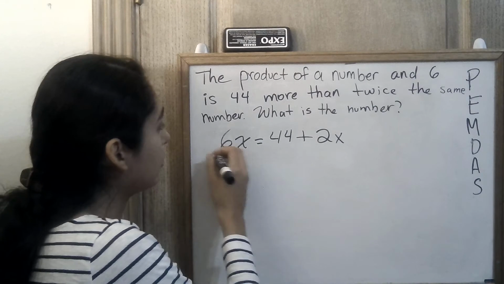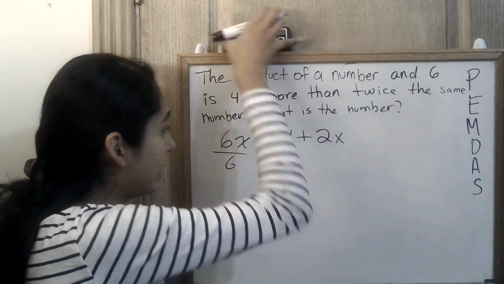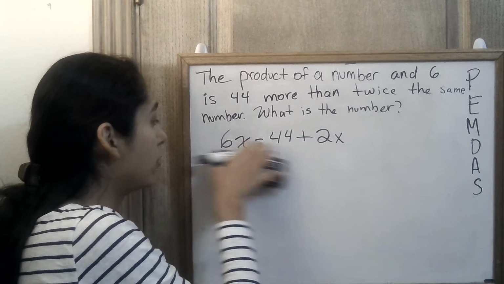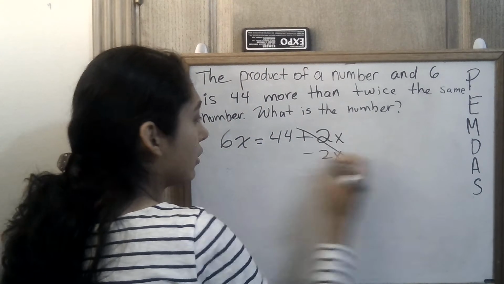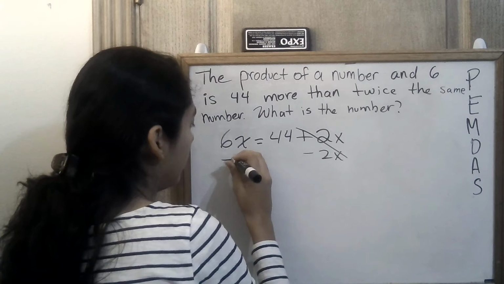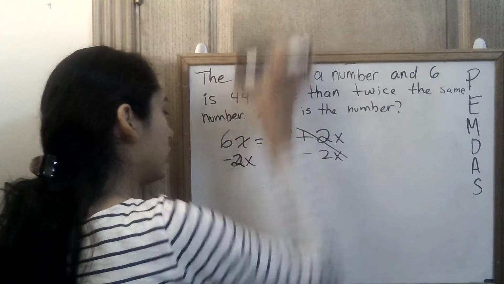Well, okay, so let's divide by 6. Oops, we can't divide by 6 because we have x on both sides. Swing this x over here. Make my 2 look nicer.